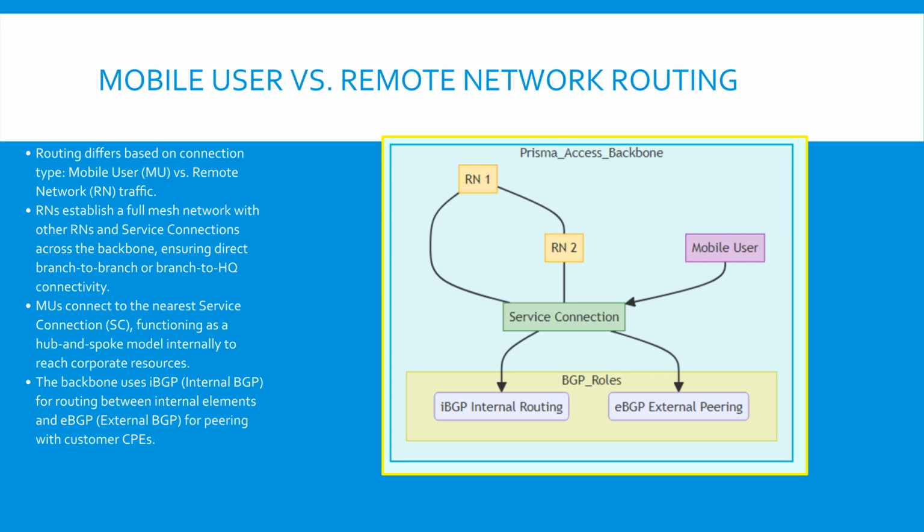This means RNs have multiple paths for resilience and direct connectivity within the cloud infrastructure. In contrast, the mobile user, node M, connects primarily to the nearest service connection, node D, operating in a hub-and-spoke manner internally. All connectivity within this backbone relies on internal BGP, or IBGP, routing for path selection and convergence. The BGP used to communicate externally with your data center router is eBGP. Understanding this difference is essential because mobile users rely on that service connection acting as a central hub to reach other branch locations.